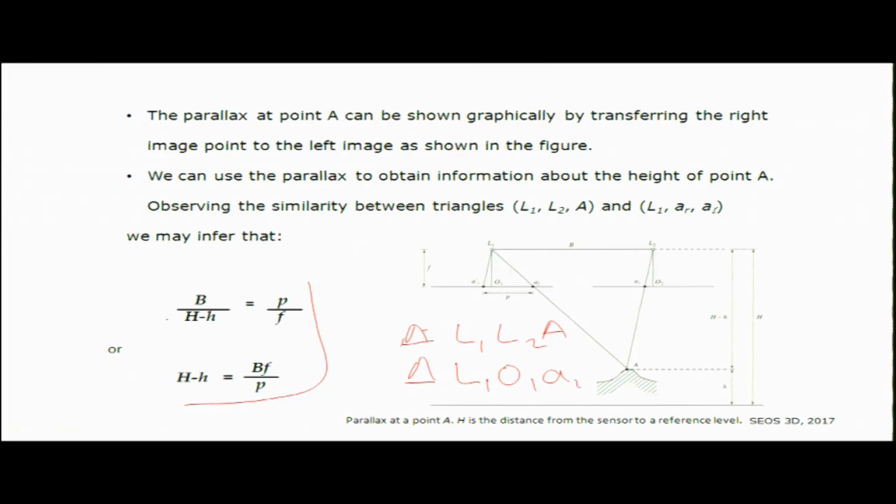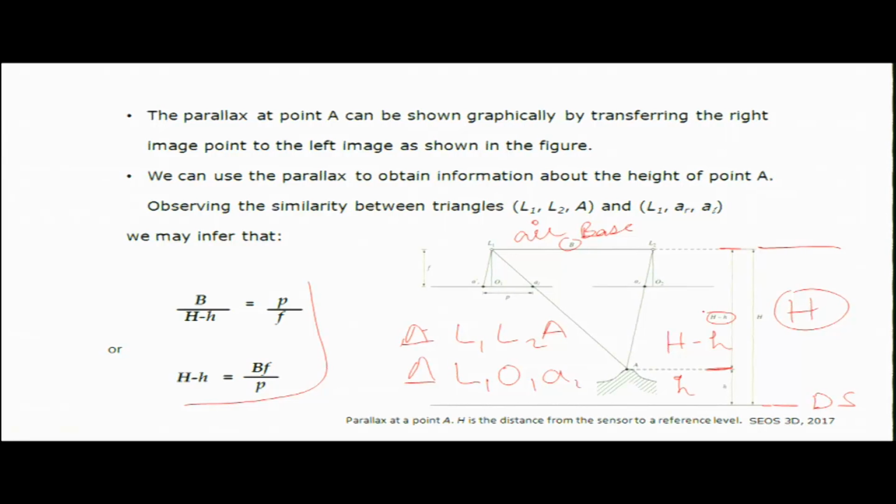Observing the similarity between triangles, we may infer that B, as I explained earlier, is the air base, because this is the distance between the two lenses L1 and L2. This capital H, you know well, represents the altitude of the flight from the datum surface. So this is your datum surface here. This is H, and this small h is the height of the object. So how can we get this length? By subtracting h from the altitude: capital H minus h, which is given here.